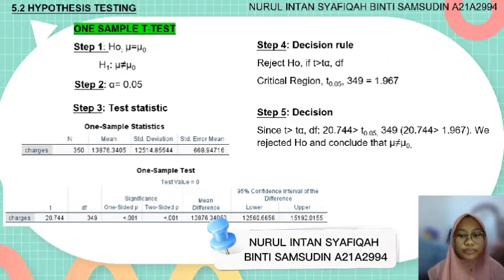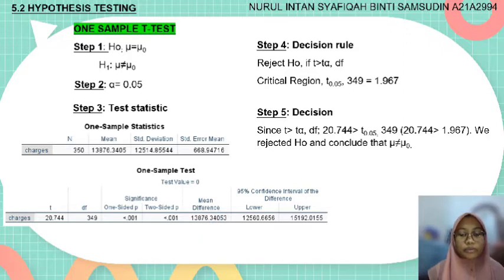Alright, I will continue the presentation. I will present the 5.2 hypothesis testing, one sample t-test. In step 4 decision rule, we reject null if t is greater than t alpha df. Critical region is 1.967, which we got from the statistic table, and the decision is, since t is greater than t alpha df, which is 20.744 greater than 1.967, we reject null and conclude that mu not equal to mu 0.